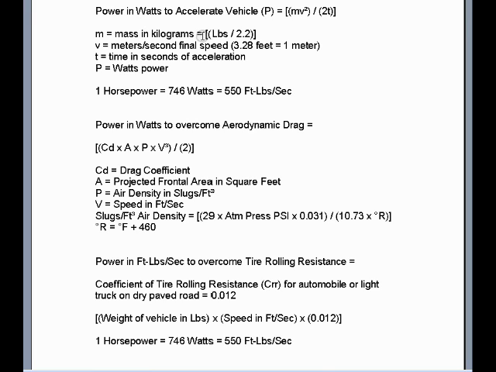So converting pounds into kilograms, divide pounds by 2.2 for kilograms. Meters per second is feet per second divided by 3.28 feet to 1 meter, and time in seconds of acceleration. To calculate miles per hour to feet per second, that would be equal to the miles per hour times the fraction of 22 over 15. That will get the feet per second. Then the feet per second divided by 3.28 to get the meters per second.